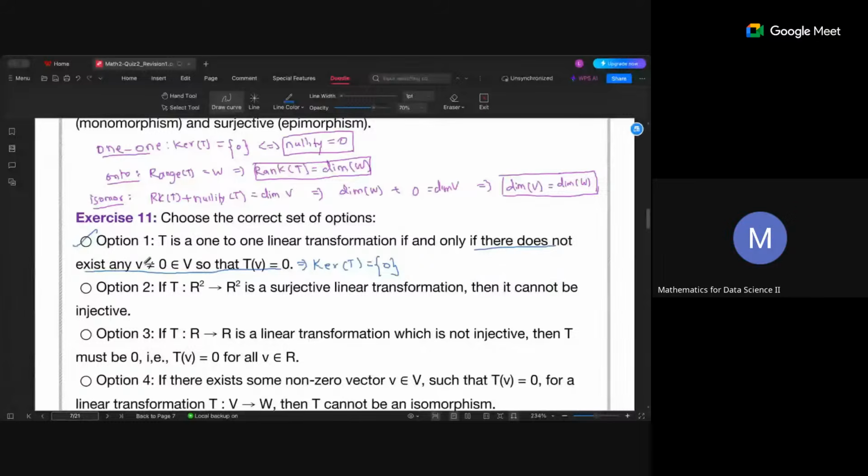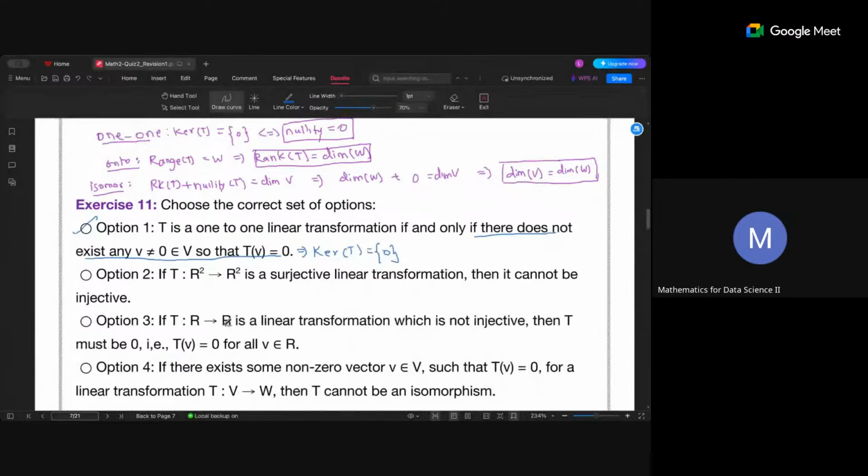Question 2. If T is surjective, then it cannot be injective. Is that true? No, ma'am, wrong. Wrong, right? We have transformations which are both surjective and injective. So we have both surjective and injective maps. So this is obviously incorrect.